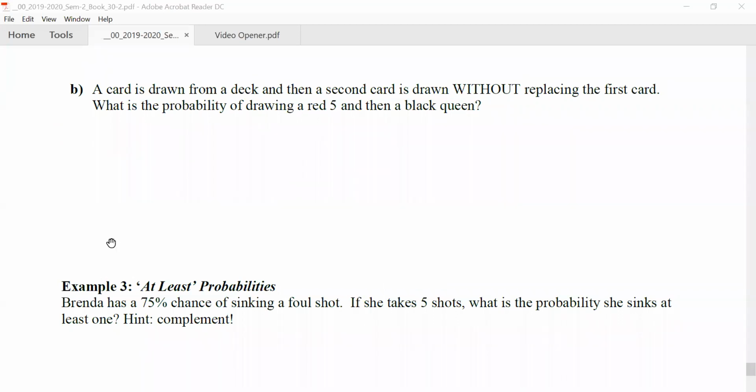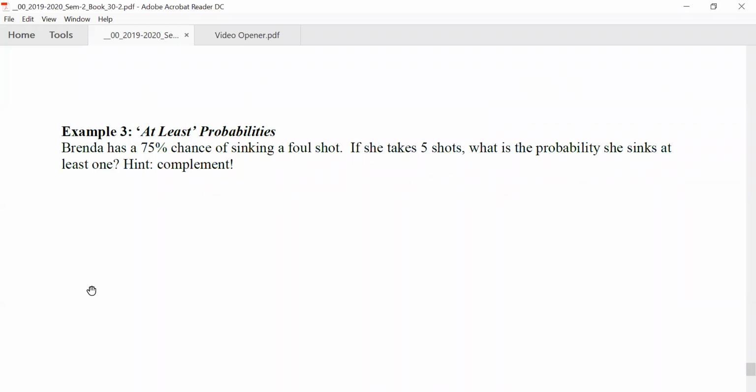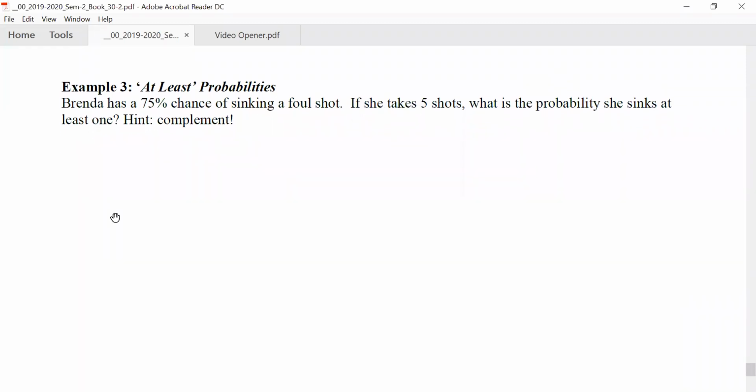Okay, last one. Brenda has a 75% chance of sinking a foul shot. If she takes 5 shots, what is the probability she sinks at least 1? Okay, first question. Is this independent or dependent? Well, it says she's got a 75% chance of sinking any shot, and what happens on the first doesn't affect the second. So this is independent.